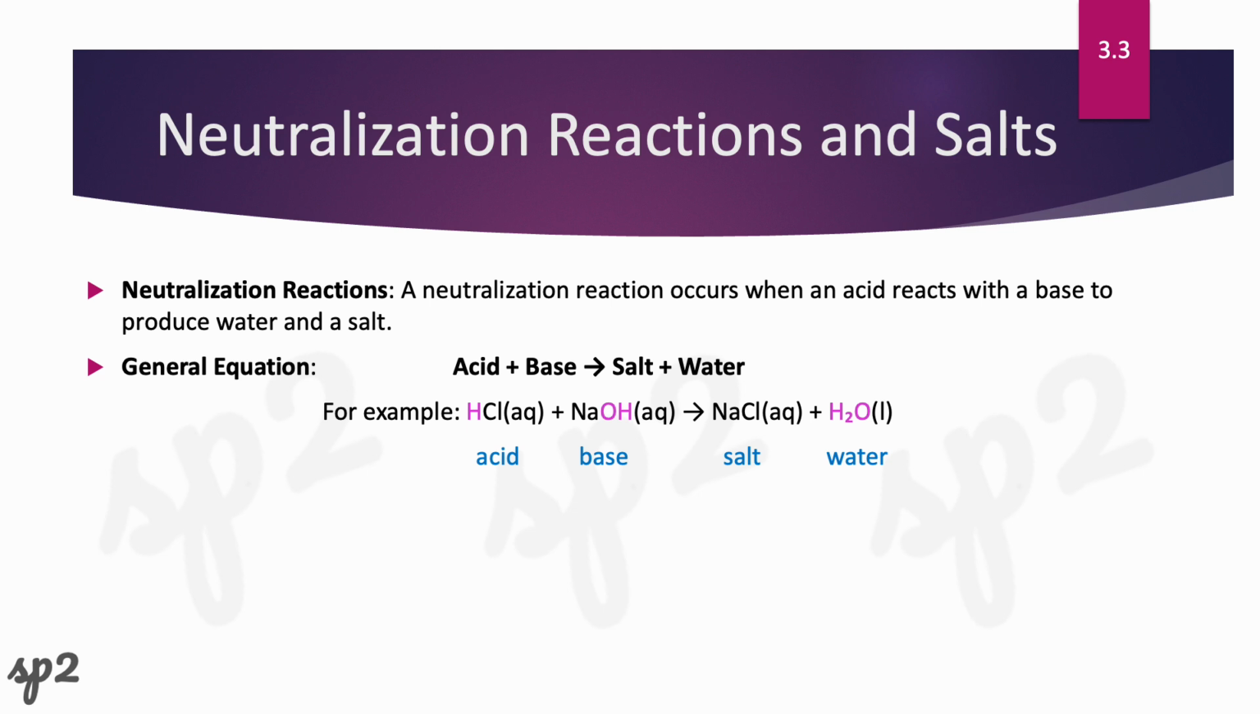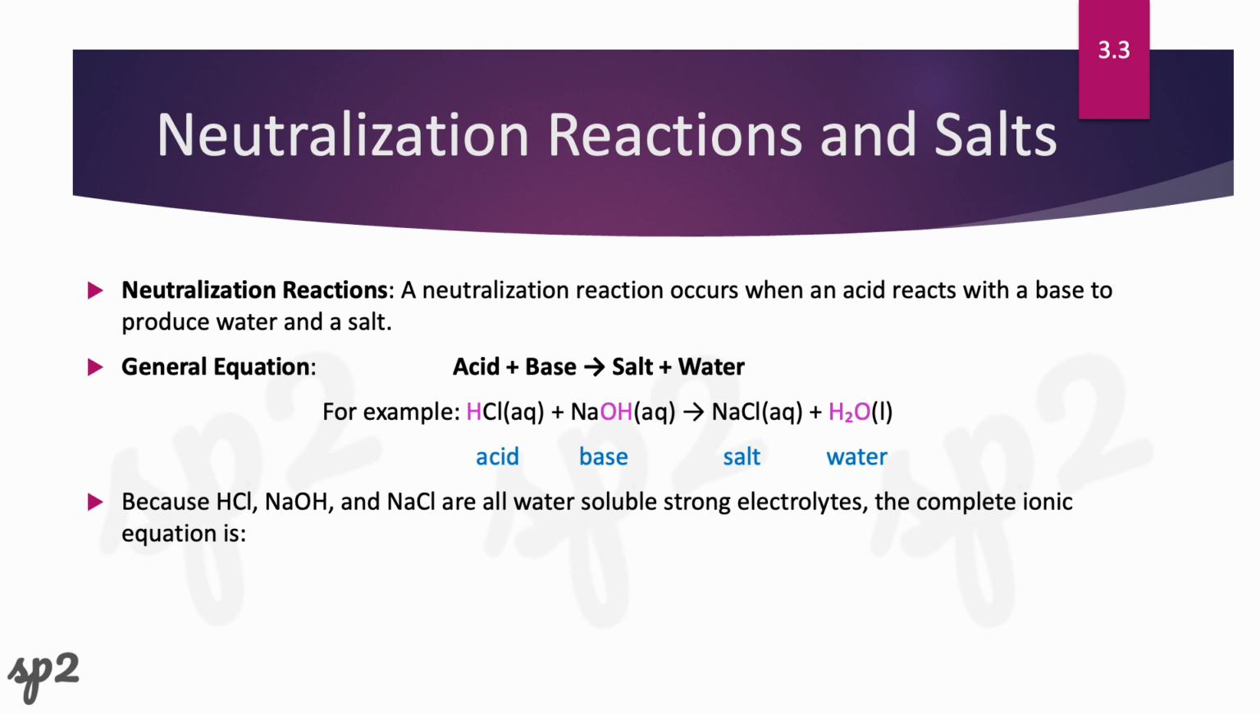Hydrochloric acid is my acid reacting with sodium hydroxide, and they are producing sodium chloride, which is my salt, as well as water. Now, because hydrochloric acid, sodium hydroxide, and sodium chloride all are completely water-soluble electrolytes, I'm going to write them as their separated ions. And you can also look at both your reactant side and product side. You can cross out your spectators, and those are going to be sodium and chloride.